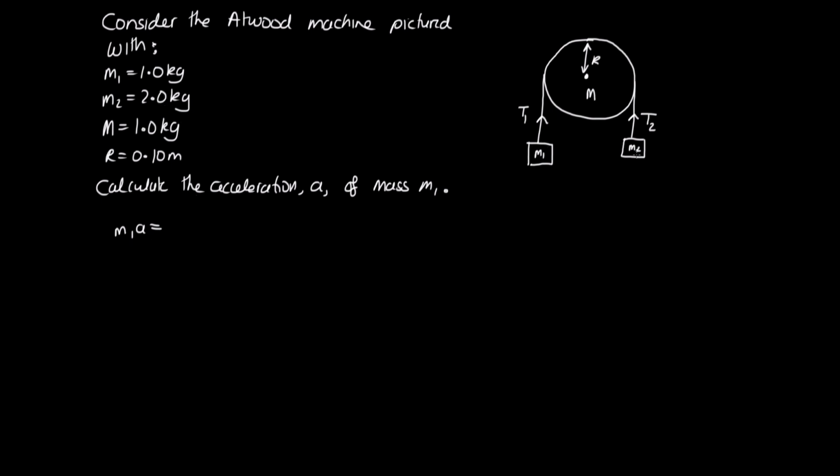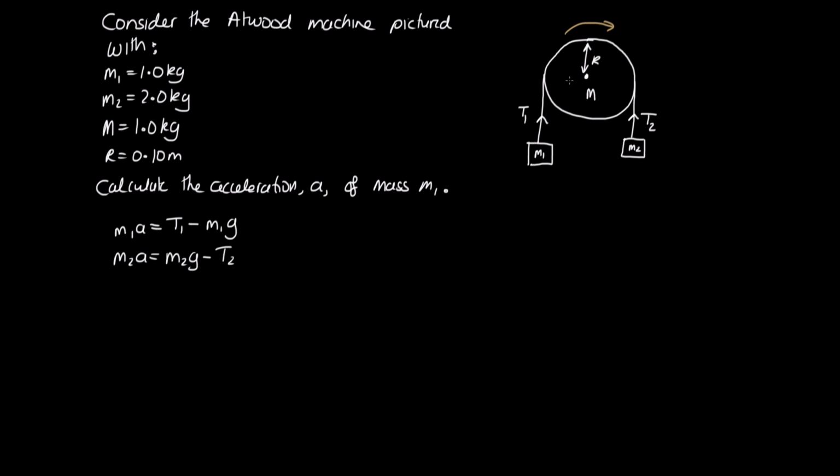Now, because M2 is heavier than M1, we can safely assume that it is going to accelerate this way. So we can say the tension force is pulling it up, and then we've got the weight force pulling it down. Those are the only two forces acting on this mass. On mass M2, we've got the weight of M2 pulling it down and the tension pulling it up. So we've got M2g minus T2.